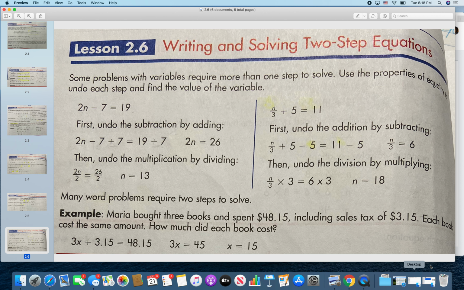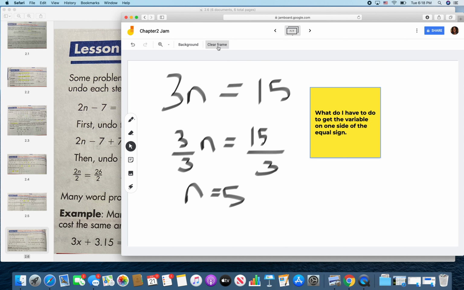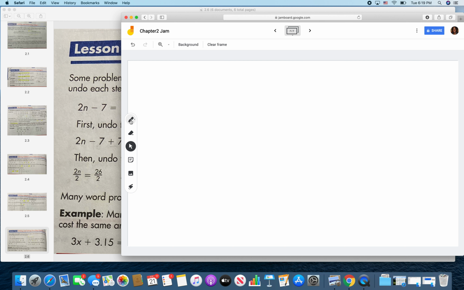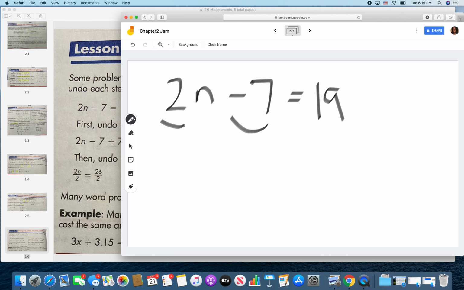First of all, we can see that on the left-hand side, we have the variable n. Our objective is to solve for n. We want to get n by itself. We can see that there's a minus 7 and there's a 2 multiplying. So the first step, the easiest step, would be to add 7 to this side.